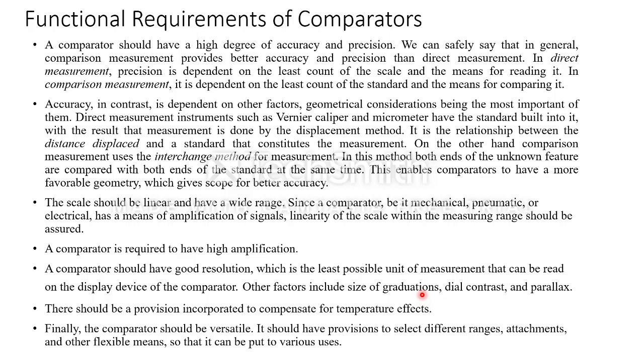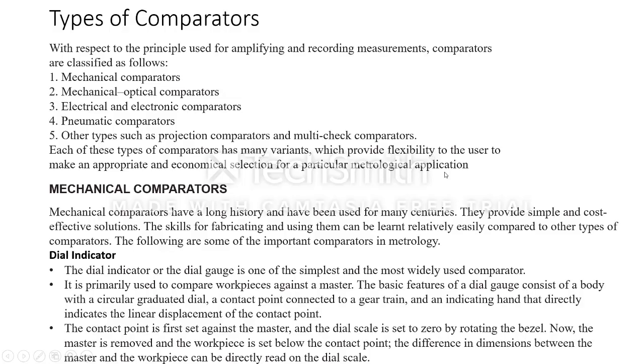Finally, the comparator should be versatile. Versatile in the sense that it should work in any type of climate. It should have provision to select different ring attachments and other flexible means so that it can be put to various applications. So now students, let us discuss the types of comparators.